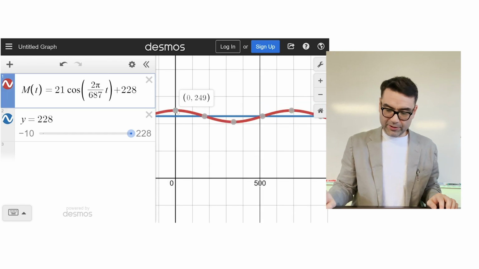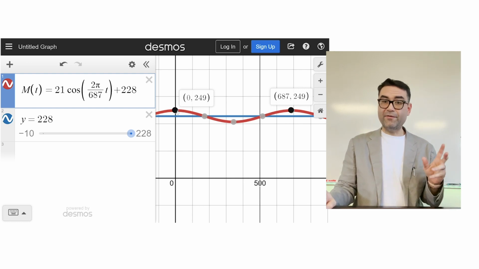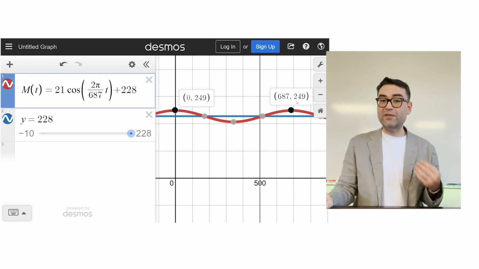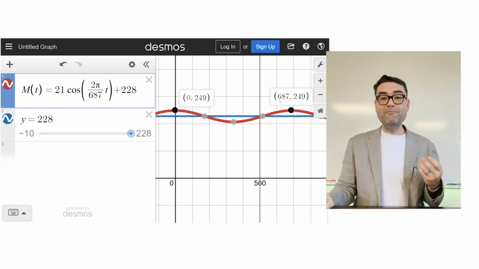And that helps us recognize the periodic nature of this function. So what you'll notice here, just to verify something, is you'll see that when this function starts here at 0, 249, that's when Mars first passed the furthest point from the sun. And when you wait 687 days, you get the same value because it's finally reaching the furthest point from the sun.